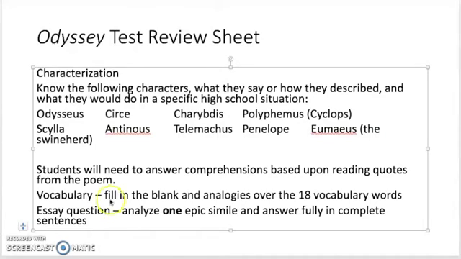And then lastly, there will be an essay question. Each one of these sections is worth 50 points. So the test is worth 200 points, about 25% of your semester grade as of now.